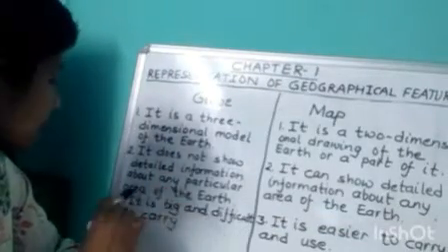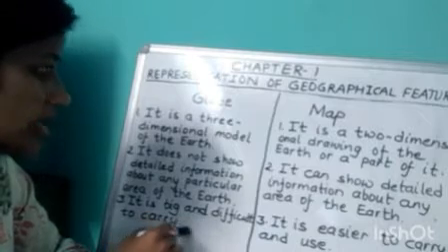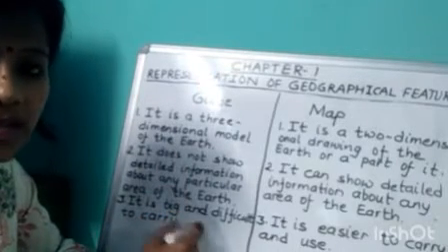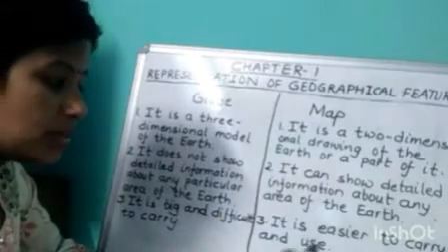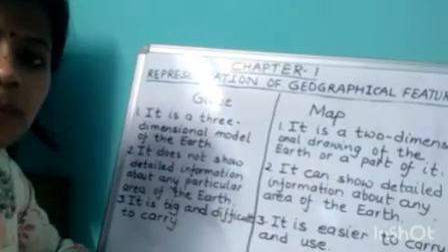Now third one: a globe is big and difficult to carry, while a map is easier to carry and use.